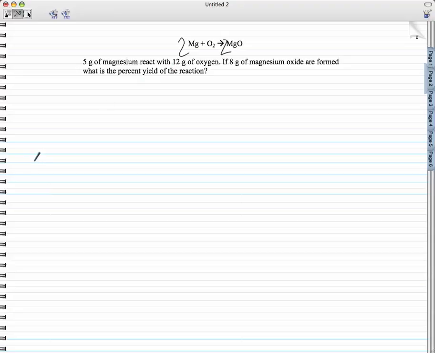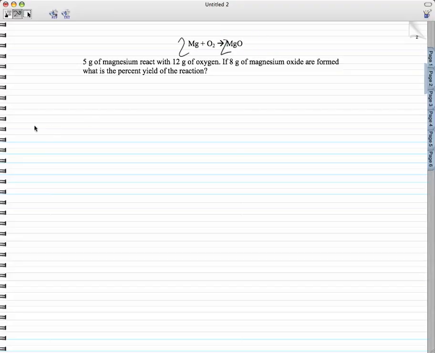When we're doing this, one of these is going to run out first. When that one does run out, our reaction is finished, and that is going to kind of max out how much magnesium oxide we can produce. So the theoretical amount of magnesium oxide we can produce is going to be limited by which one of these runs out.